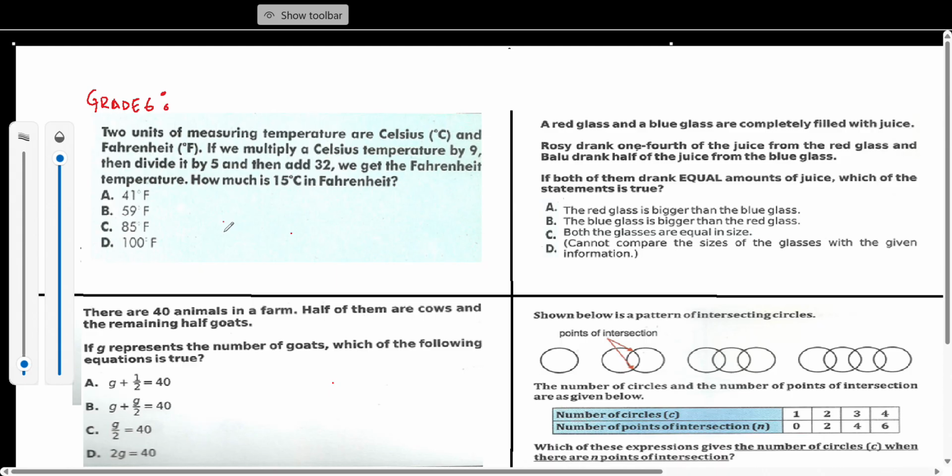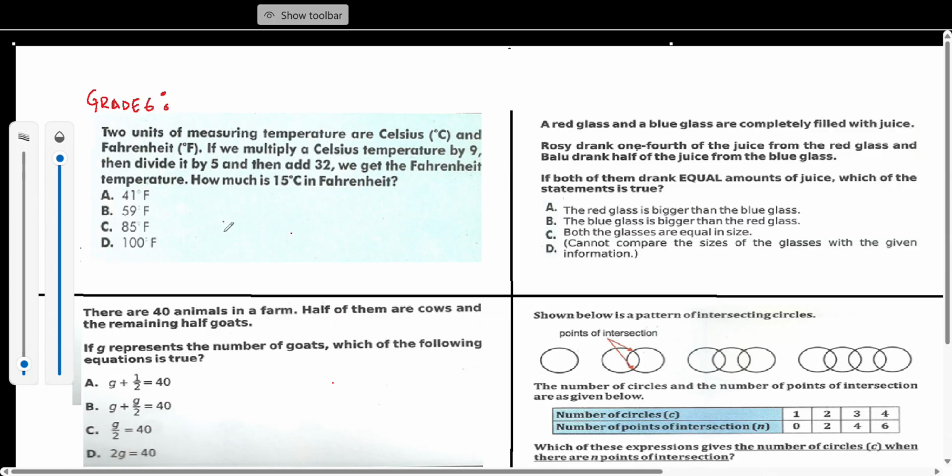2 units of measuring temperature are degree Celsius and degree Fahrenheit, as we all know. If we multiply a Celsius temperature by 9, then divide it by 5 and add 32, we get the Fahrenheit temperature. So, what is said in words here must be literally translated into an expression and then an equation for us to be able to proceed.